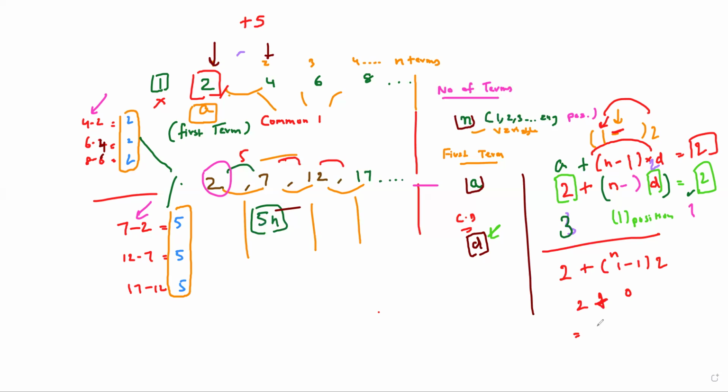The first term is 2. Let's check the second term. Do you want to check the second term for the second sequence here? No, let's check the second term for the first sequence because that's more coherent. A was 2 plus n was 2 minus 1. The difference was 2, so we put 2 as the difference.